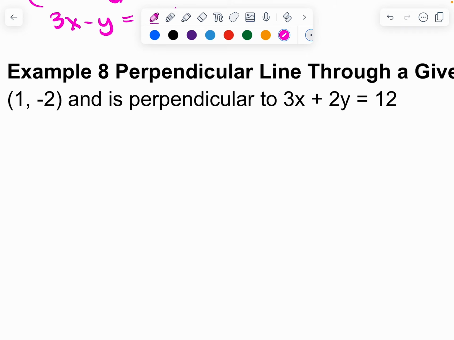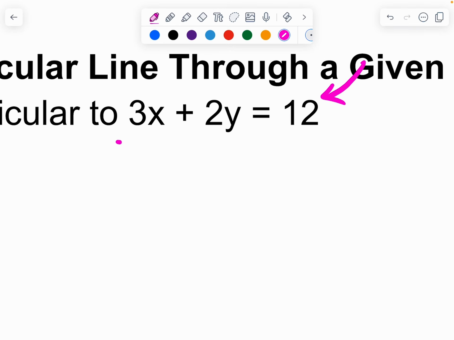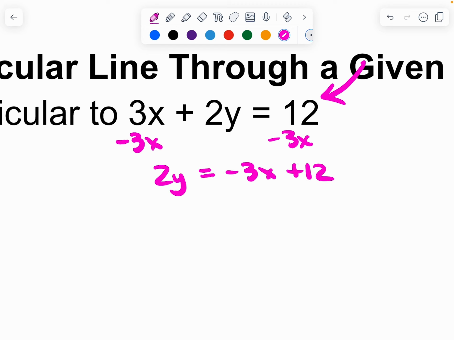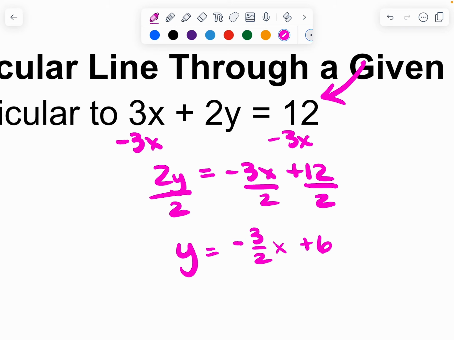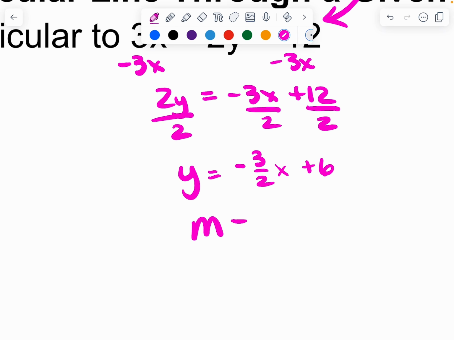Perpendicular slope. Well, first of all, this is not in slope intercept form. So that's the first thing I have to do. So I have to get this over here so that I know what the slope is. So 2y equals negative 3x plus 12. Then divide everything by a 2. When I do that, I get negative 3 over 2 x plus 6. So my slope on this one is negative 3 over 2.